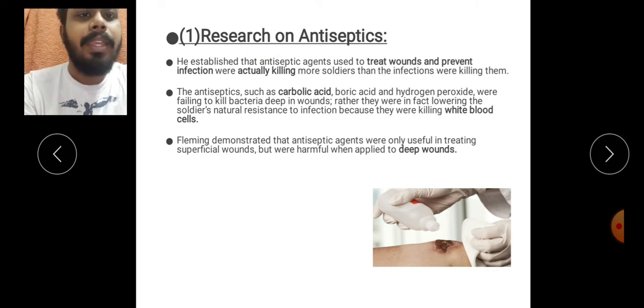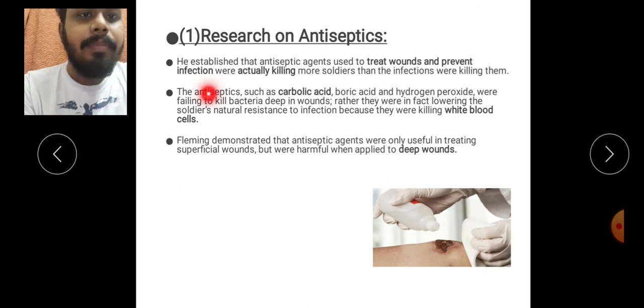He first established that antiseptic agents, which were used to treat wounds and to prevent infections, were actually killing more soldiers at the time of World War One than the infections were killing them. So more soldiers were killed by the use of these antiseptic agents than by the infections. So what is the reason?